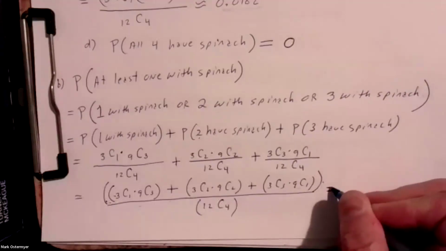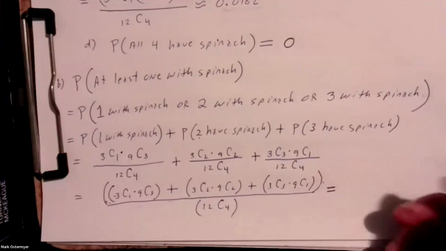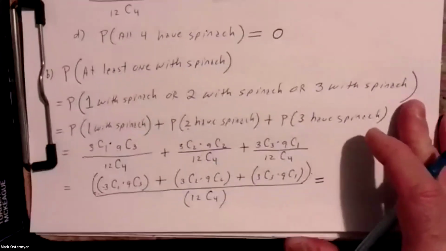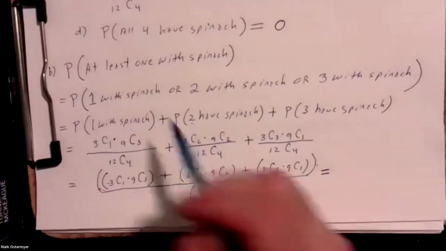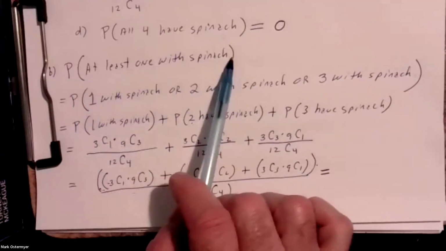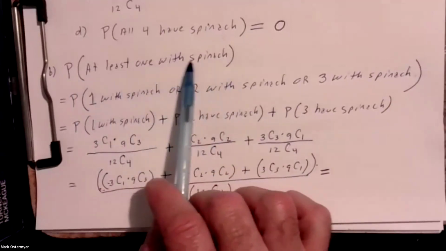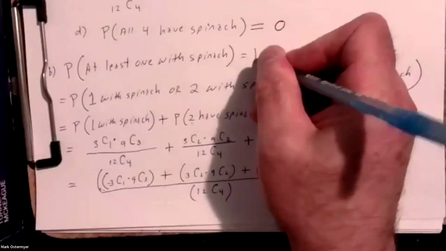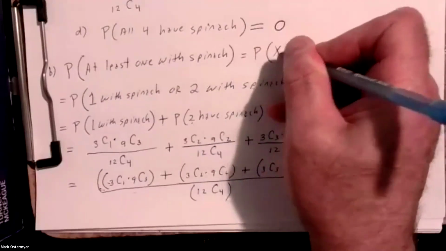Hey, you know what, ladies and gentlemen? There was an easier way we could have done this problem by using our complementary probability rule. It would have saved us big time. I have a question for you. What's the complementary event to saying at least 1 with spinach? At least 1. So in other words, this is saying the probability that X is greater than or equal to 1. Do you agree?